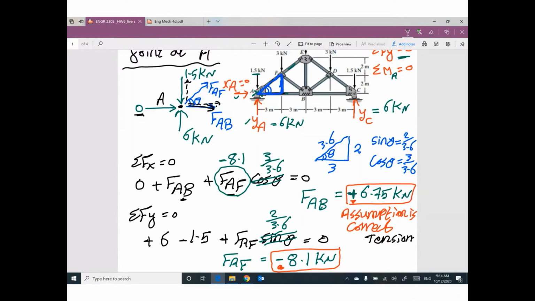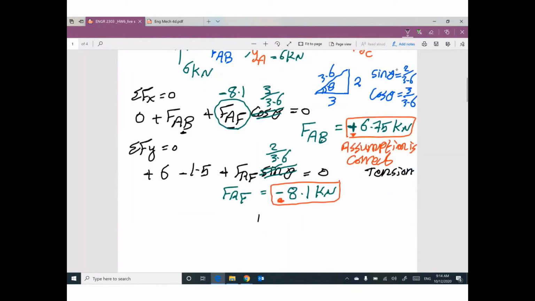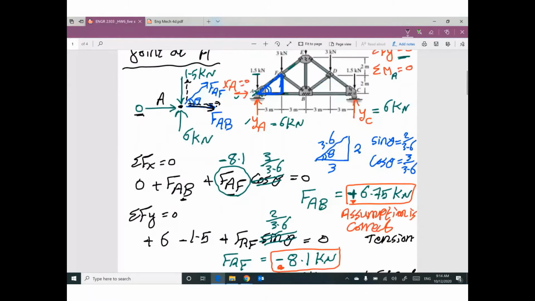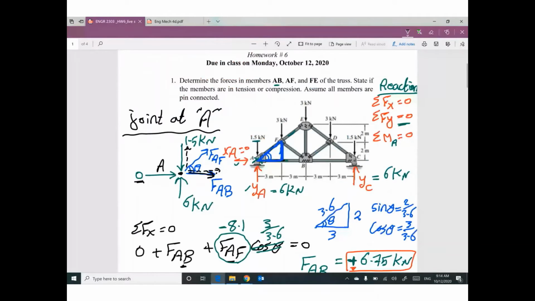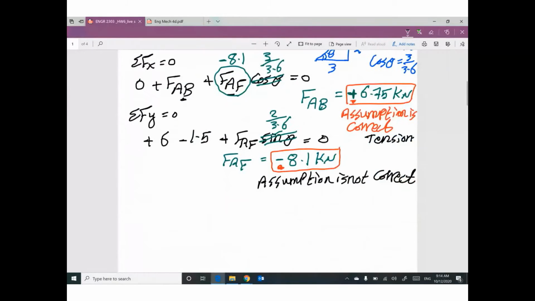This negative sign means your assumption is not correct. Please go back. What did you assume for FAF? I assumed it tension also. No, it's incorrect. So it will be compression.